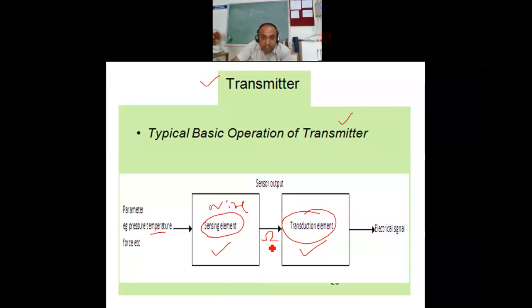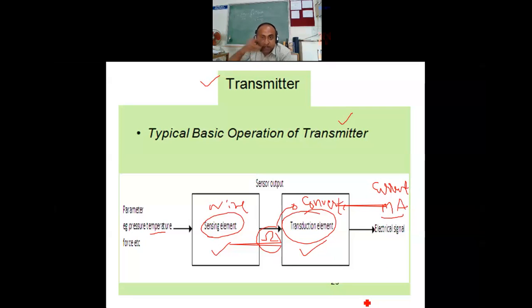So this resistance I cannot use for transmission. So this resistance goes to the next part in the transmitter known as the transduction element. Please remember, it converts. It converts to an electrical signal. It converts the resistance to milliamps, that is current. This is how the transmitter works.